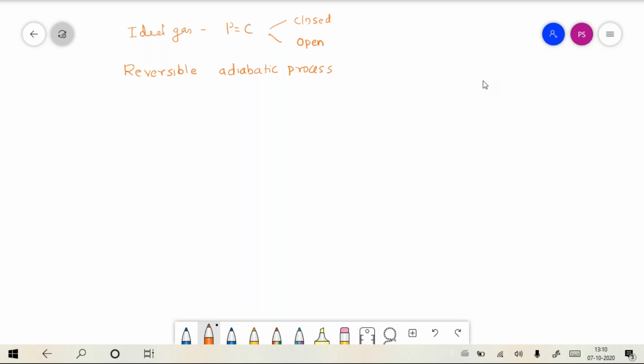is equal to P2 into V2 raised to gamma, where gamma is called what? Any idea? What is gamma in physics? Any answers? Pranav, Tejas, Shravari, Kunal, Gargi, Sanket. Anybody? What is gamma?